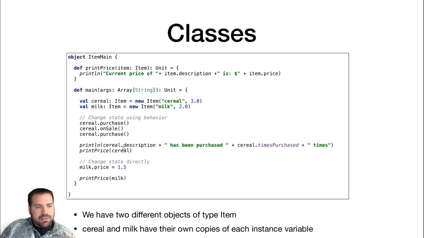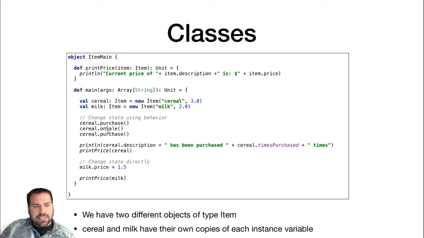So when I print cereal.description has been purchased, cereal.timesPurchased times, that's going to say cereal has been purchased 2 times. If I called this with milk instead of cereal, it's going to say milk has been purchased 0 times because nobody's purchased milk yet. So nothing's gone to this object and called its purchase method. So nothing has modified its times purchased variable, its state variable. So that state variable is still 0 for milk and 2 for cereal.